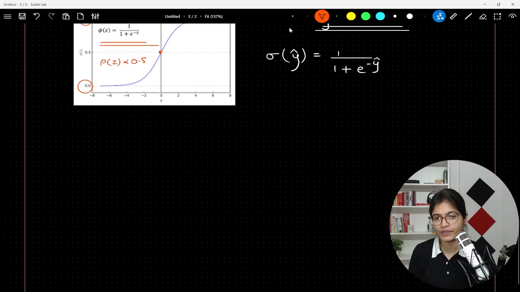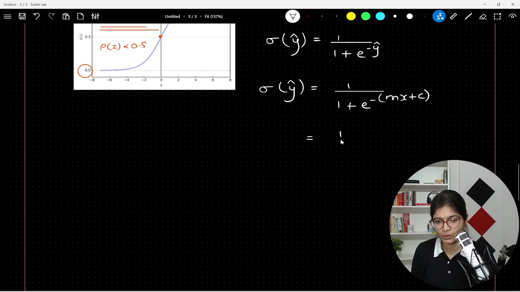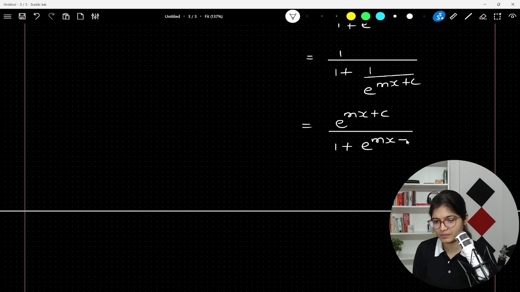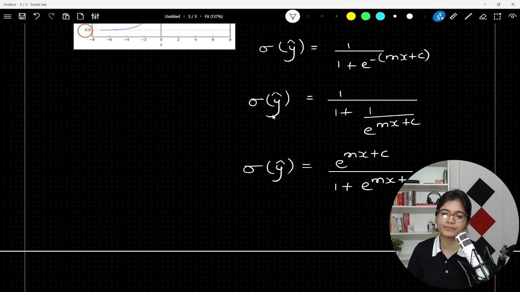So basically we will try to solve this equation. Apply the value of y cap, 1 plus e to the power minus of mx plus c, right? This can be written as 1 divided by 1 plus 1 divided by e to the power mx plus c. Taking an LCM, e to the power mx plus c will come up, and it will be 1 plus e to the power mx plus c. This is the value you will get for the sigmoid function of y cap, right?